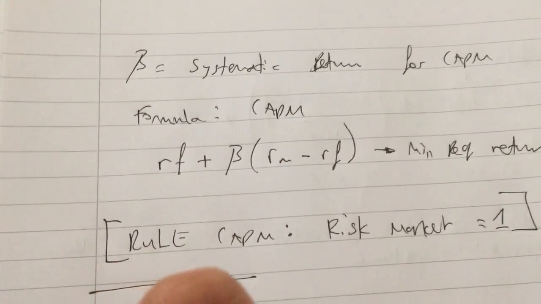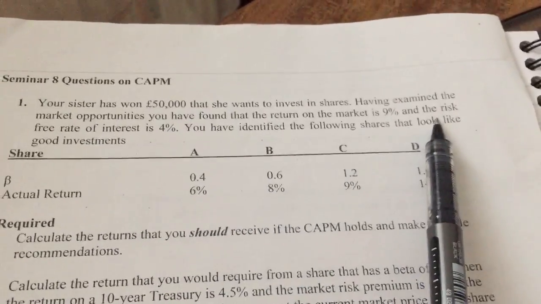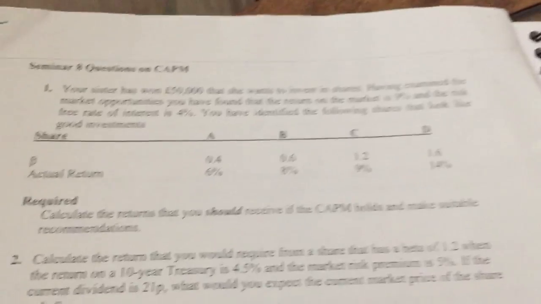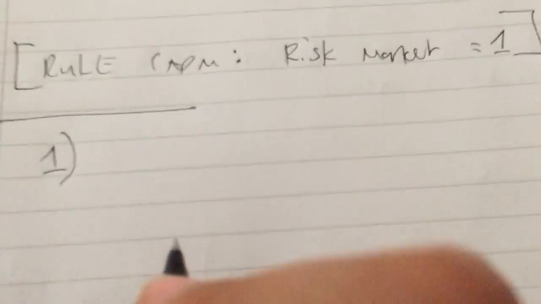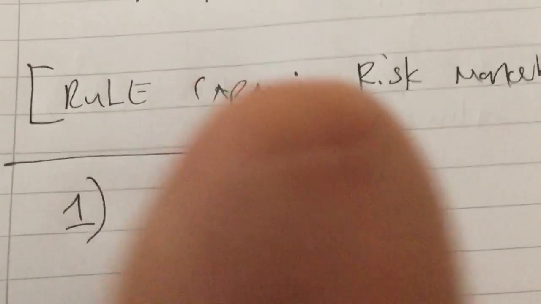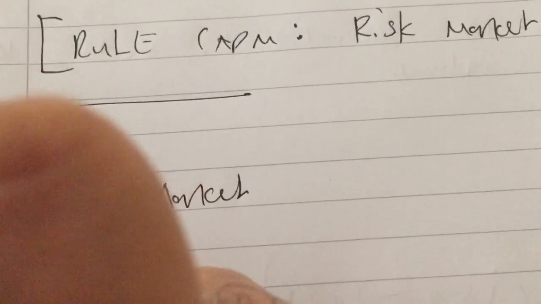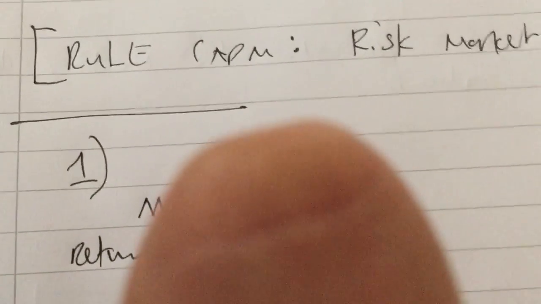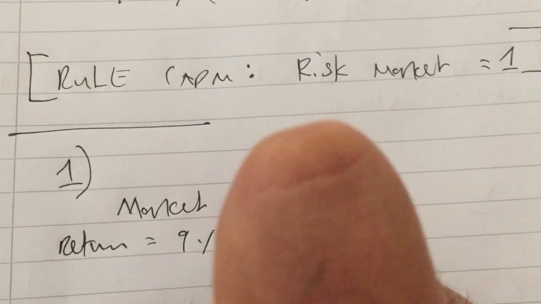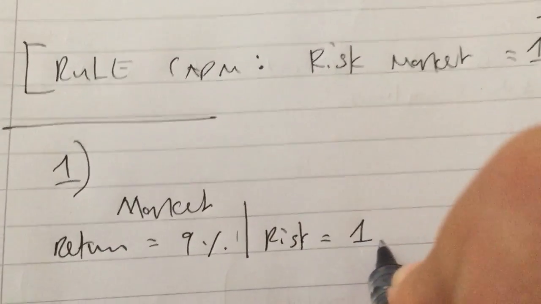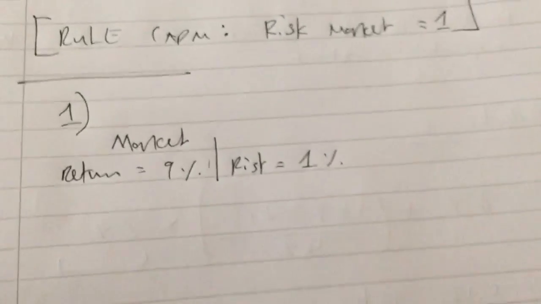Start off with question 1. You have 50k, you want to invest in shares. They've given us some information. The return on the market is 9%. So market return equals 9%. They're not telling you the risk because we're supposed to already know that the risk for the market always equals 1 in CAPM.